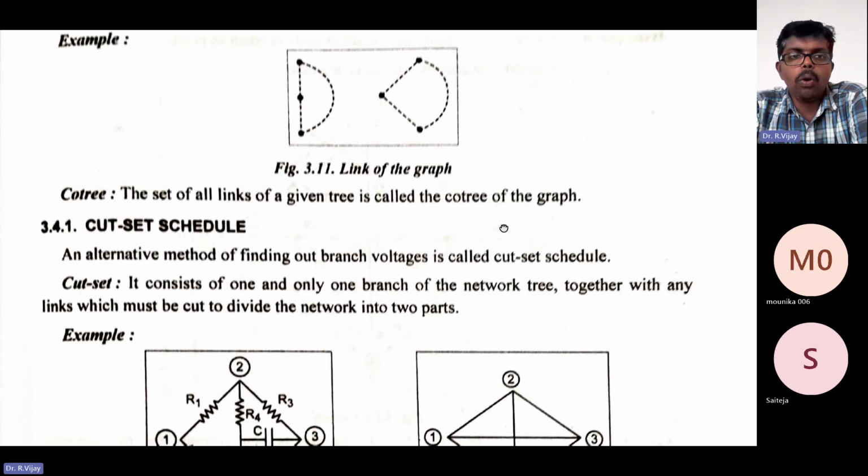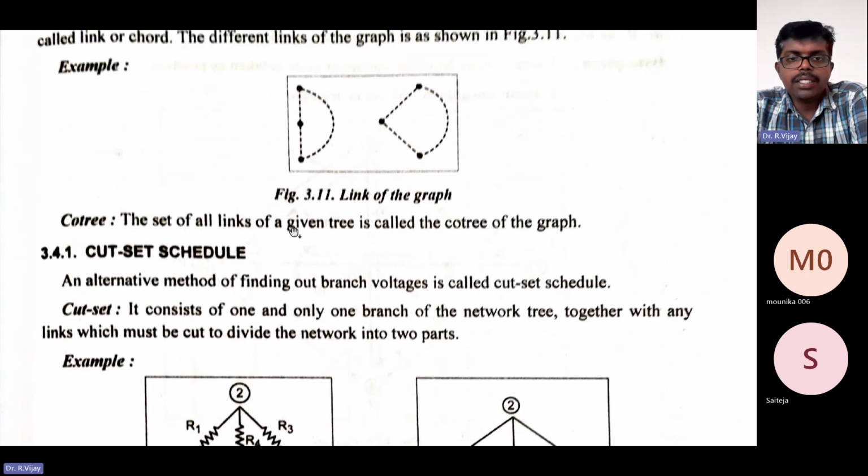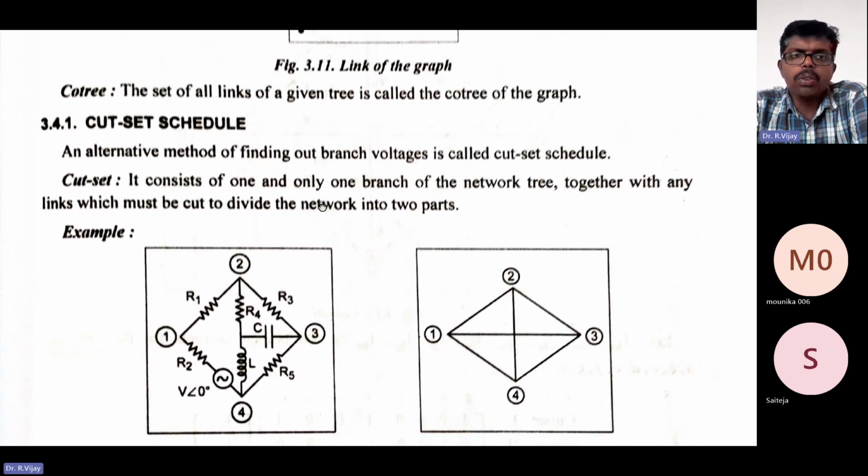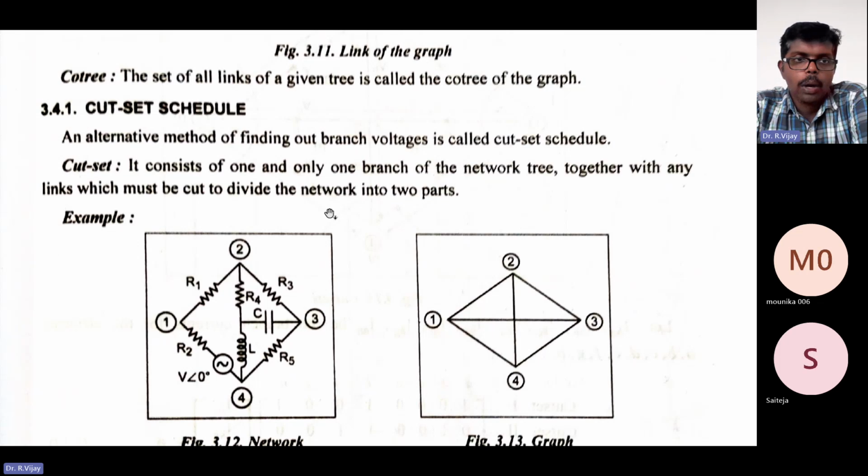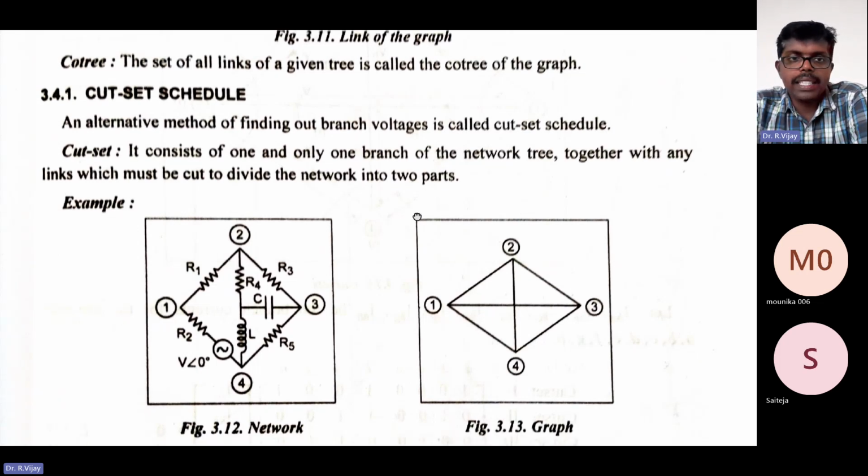Next, what is a co-tree? The set of all links of a given tree is called the co-tree of the graph. Next, you need to understand what is a cut-set schedule. Then for the incidence matrix, the formation of the incidence matrix, that will be useful. So that's why we are seeing some basics now. Okay, so next step.